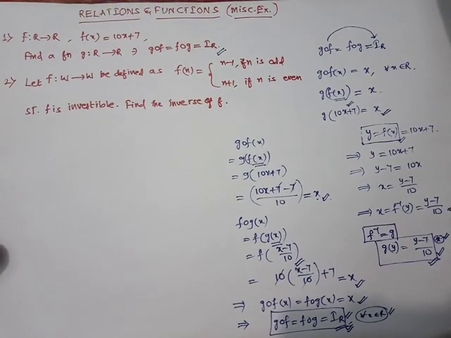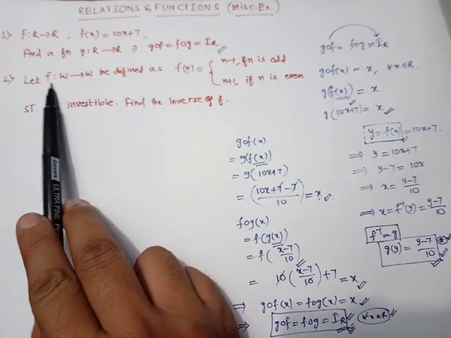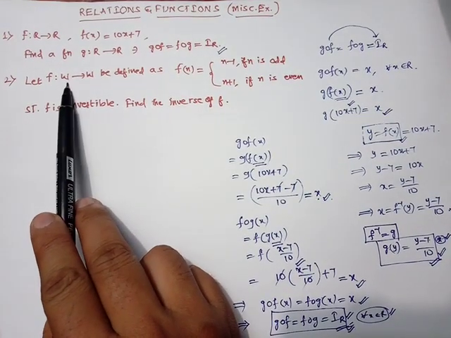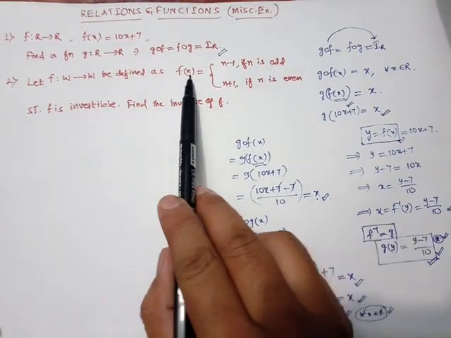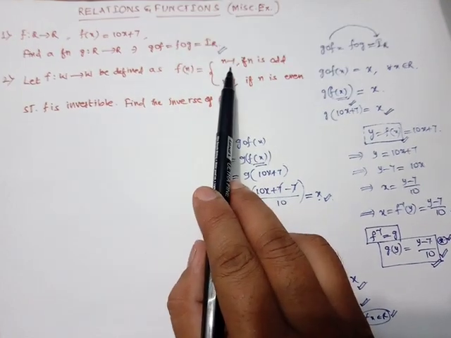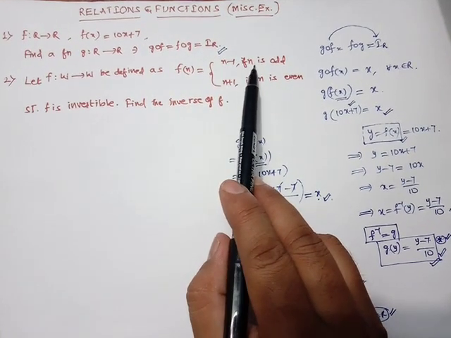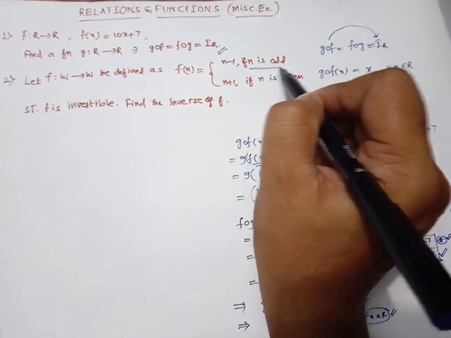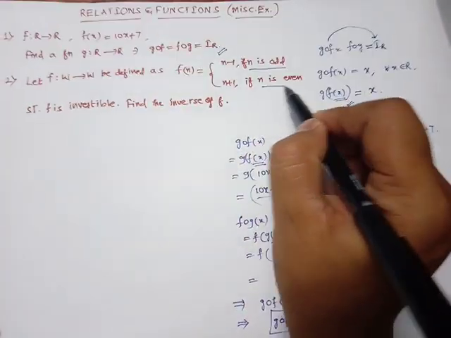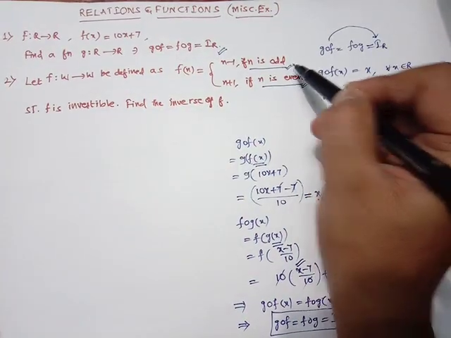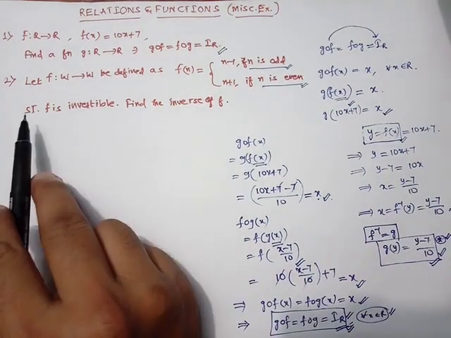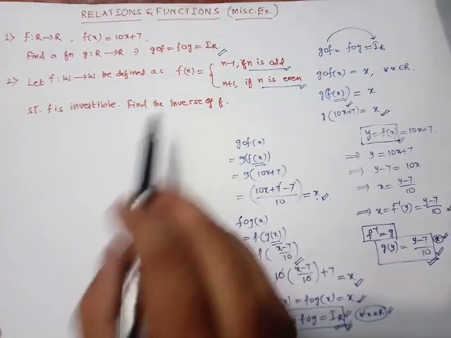Now considering the second question, f is a mapping from W to W, where W is the set of whole numbers, defined as f(n) = n - 1 if n is odd, and n + 1 if n is even. So these are the two cases we have. Show that f is invertible and find the inverse of f.